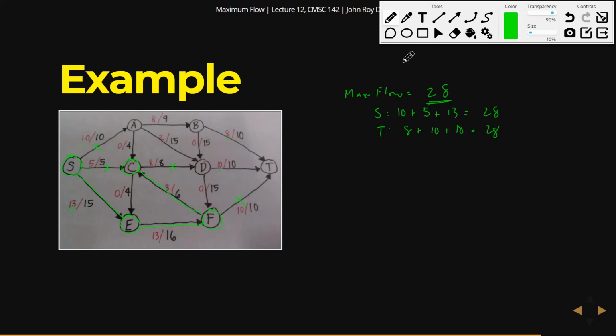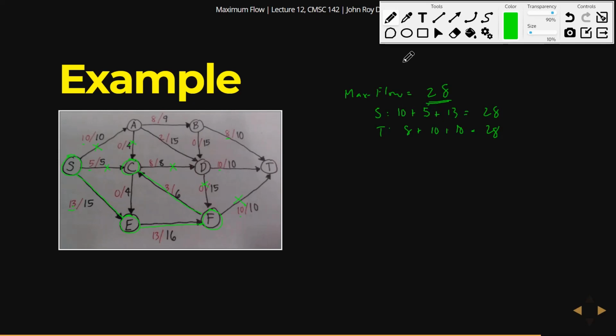Can you go to A? Well, you also can't because you can't do a backward flow here because it's already empty. So 0 out of 4, right? So you can't do a backward flow. Same with F to D. You can't do a backward flow here because it's empty, so it's not passable. So we are actually stuck at C. We can't go further.